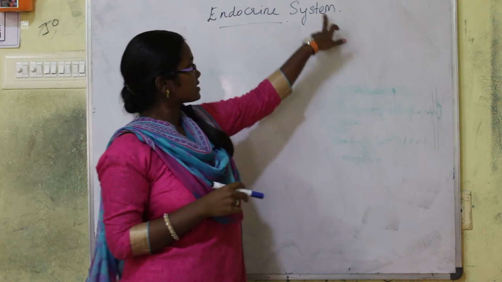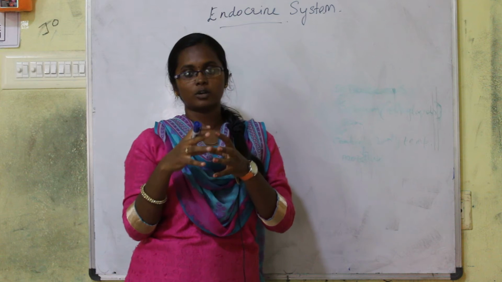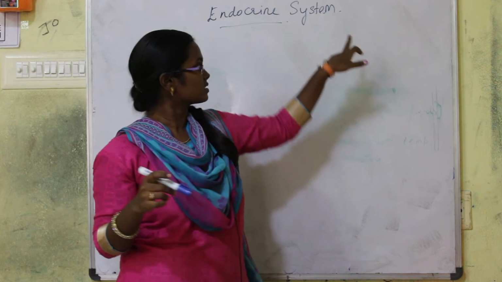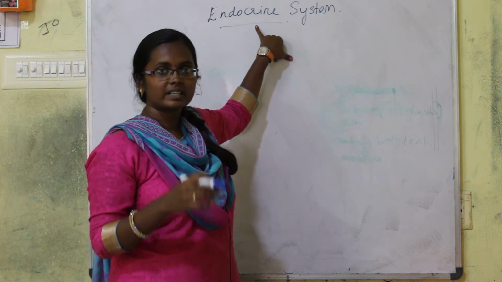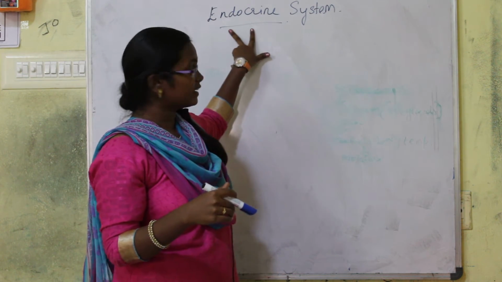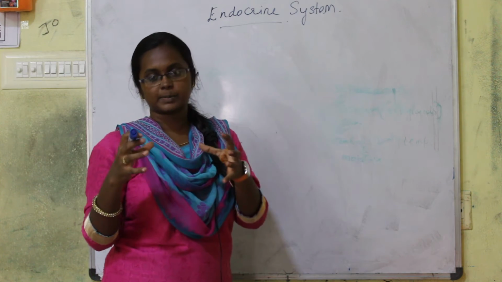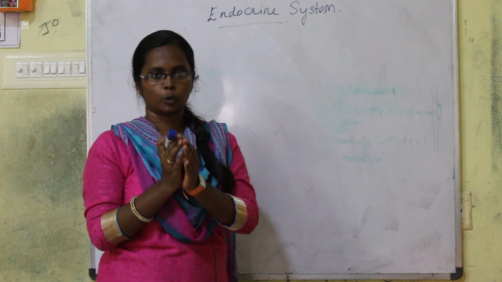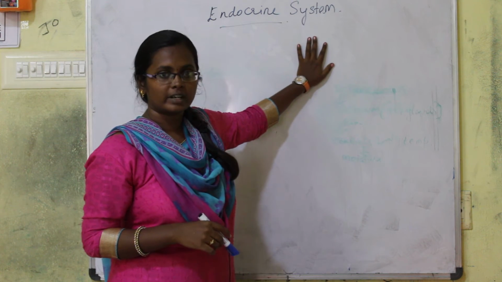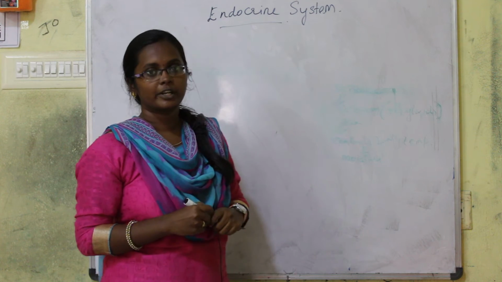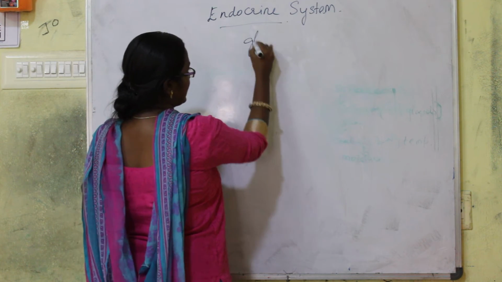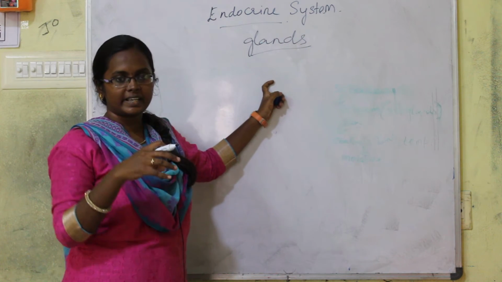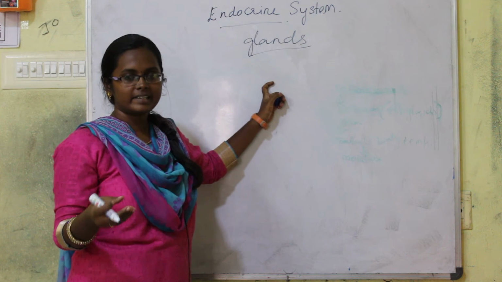In general, a system is a compound of a number of subsystems. Endo means inside. So the endocrine system means some subsystems come together and work as a group. We are going to see about the endocrine system. This system is a collection of glands, and a gland is a place that produces and secretes hormones.